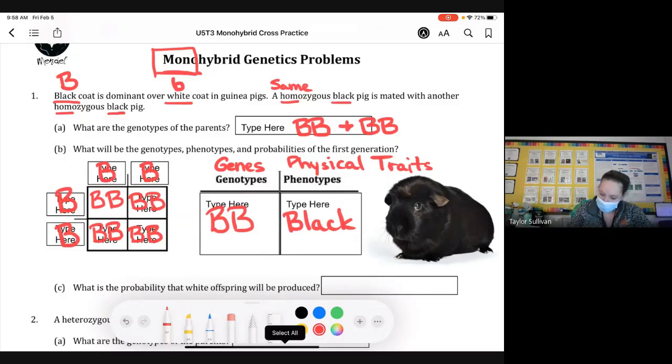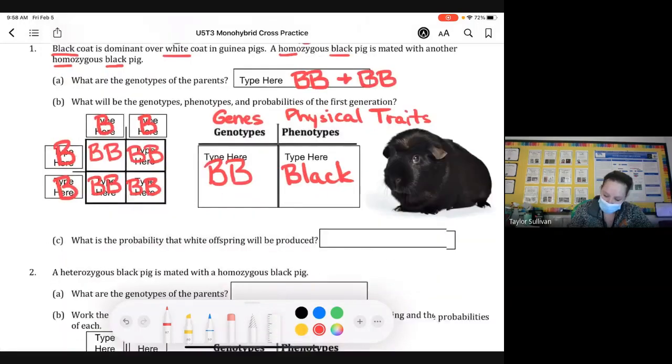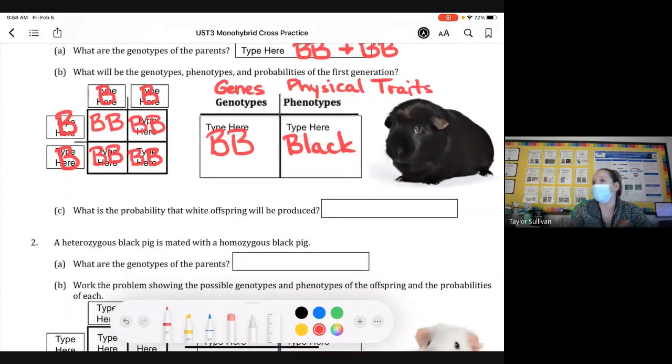One of the things that we do in genetics is make a best guess of how likely it is that we would see something. That is the probability, meaning what's the chance that we would get an offspring of a certain kind. So this part asks, what is the chance of having a white guinea pig born from those two parents? Is that an option for their babies? No. So we would say it is a 0% chance.